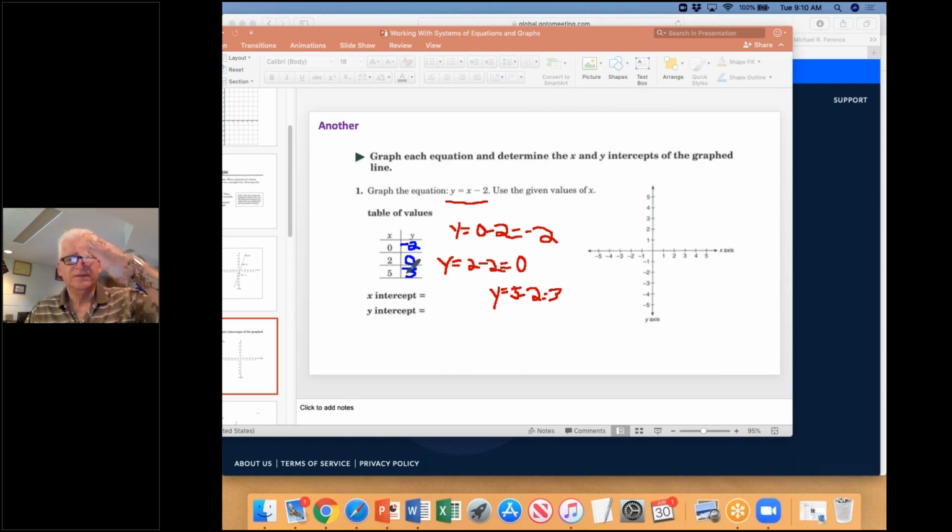So now we've got 3 sets of ordered pairs which make points. And they're right here in the XY table. They are 0, -2, 2, 0, and 5, 3.